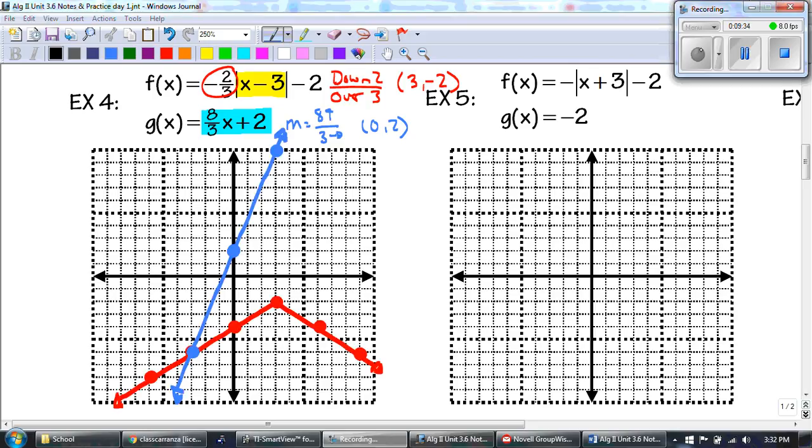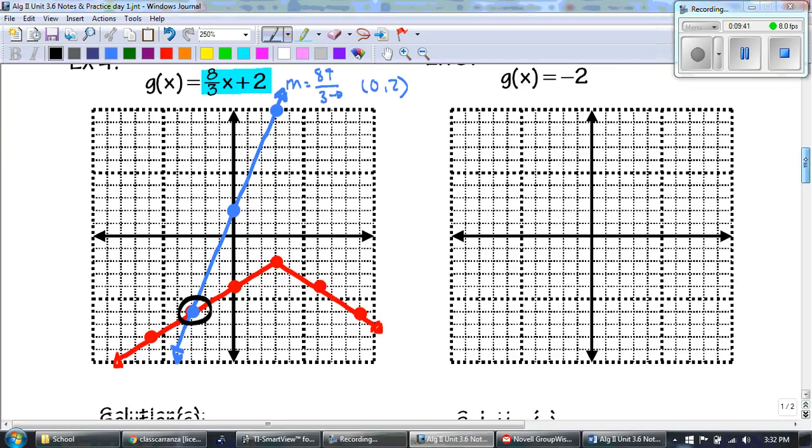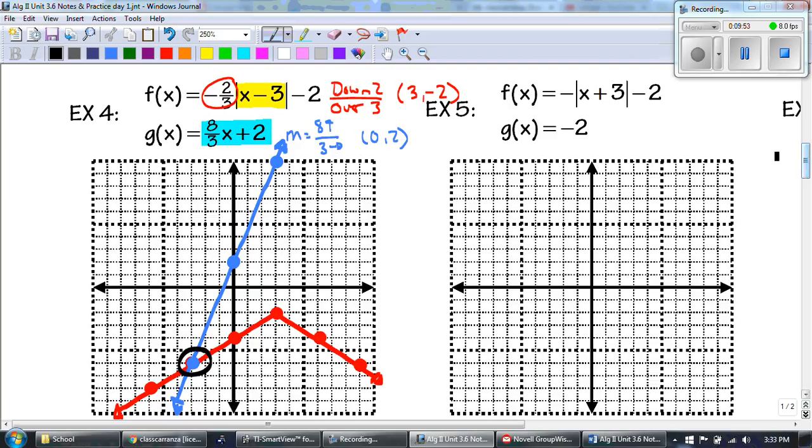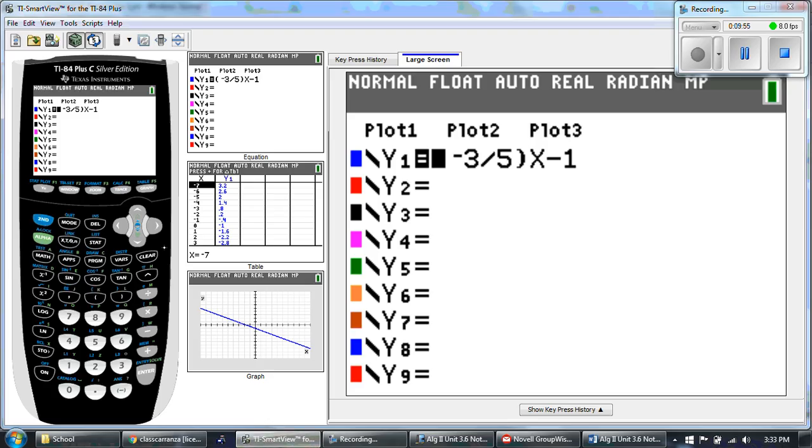Okay, and there you go. There's our point of intersection. Did you remember to do those points in both directions? I sure hope so. So the point where they intersect is (-3, -6). Now, if you're having trouble with the graphing, can you use your graphing calculator?